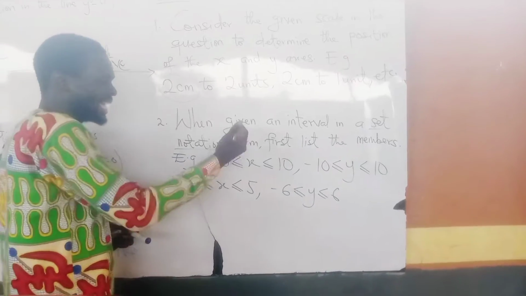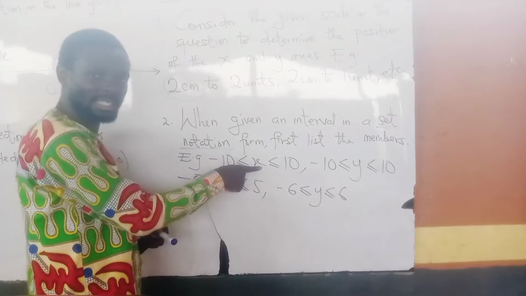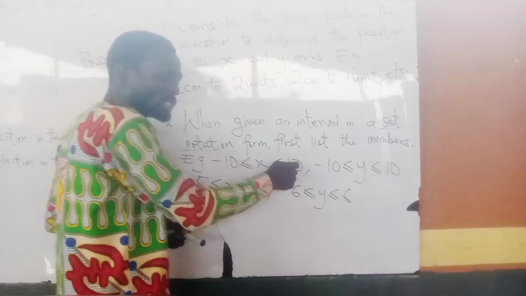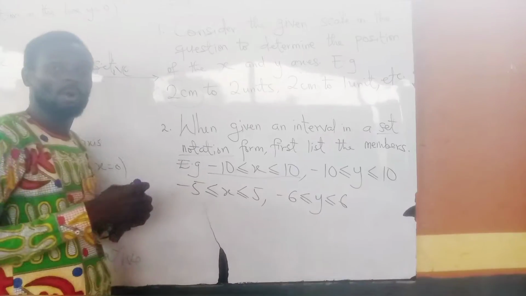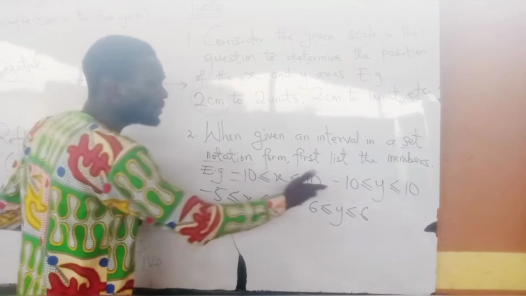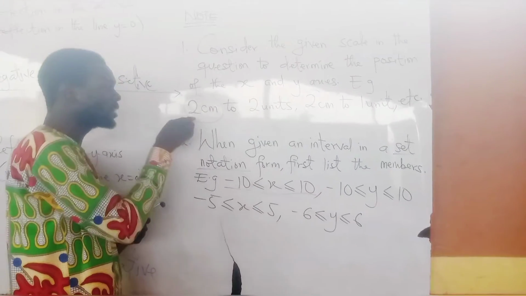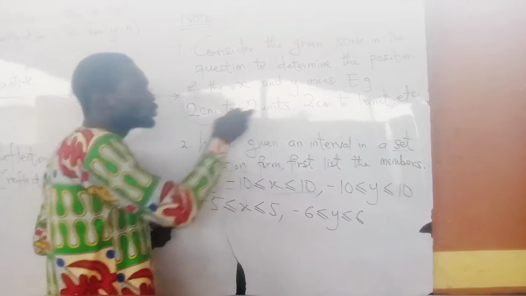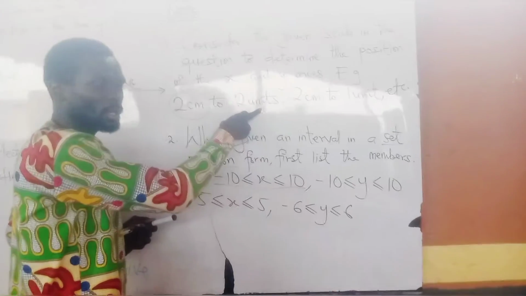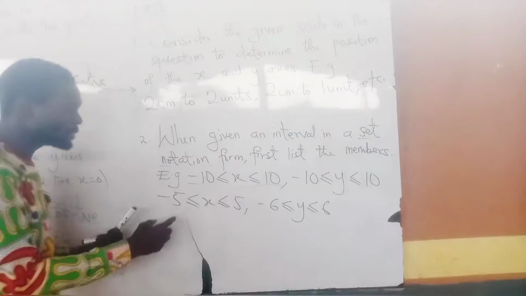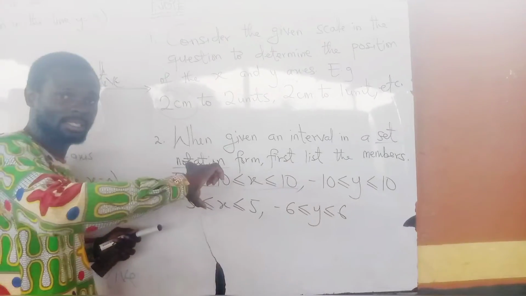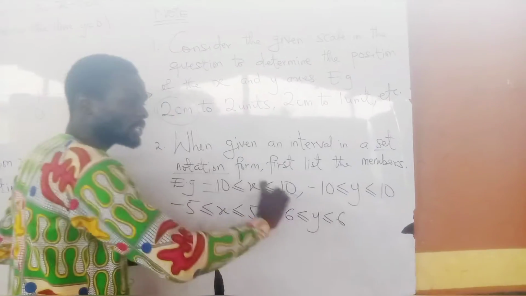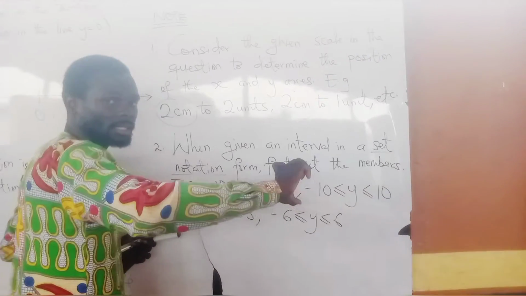Negative 10 less or equal to x less or equal to 10. When you have this type of scale or this type of interval, it goes with a scale of 2 centimeters to 2 units. So on the graph, this x represents all the values on the x-axis, and this y represents all the values on the y-axis.